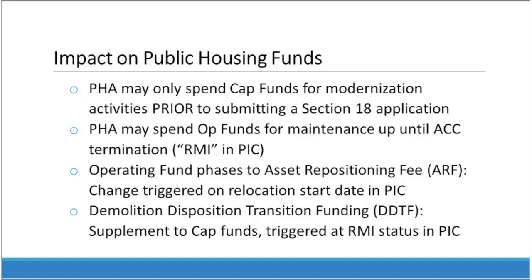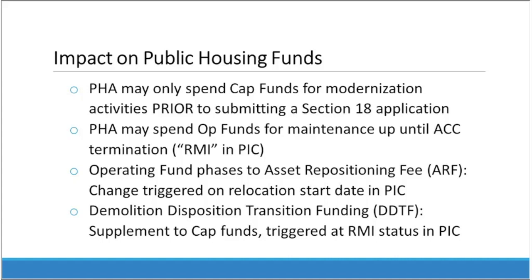The operating fund phases for ARF change is, ARF is now triggered when relocation starts. Relocation starts when you go into the PIC system and trigger that relocation has begun. Practically, that could mean, at the event of a closing for a preservation deal where you've entered into a new HAP contract, that would be your relocation. Or it's folks leaving the building and taking their housing choice voucher and going somewhere else.